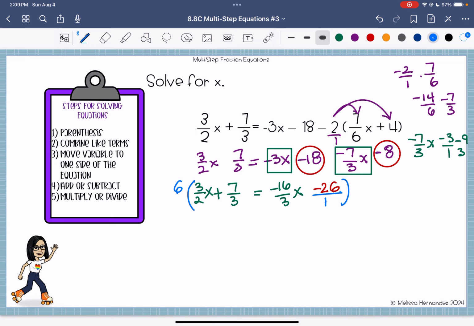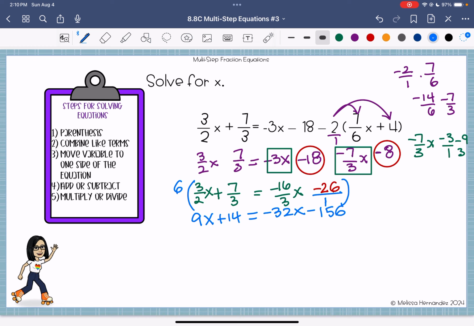Okay, and so 6 times 3, 18. Half of that is 9, so we end up with 9x. And then 6 times 7 is 42. Divide by 3, you get 14. And then -16 times 6 divided by 3, you end up with -32x. Bring down the negative. Oh, no, I distribute that just because it's not. And this becomes -156.